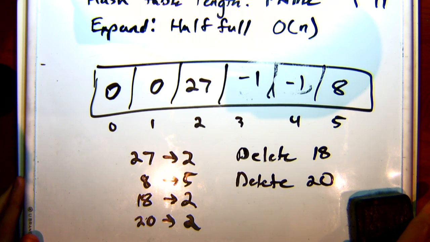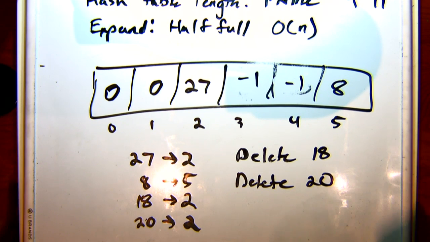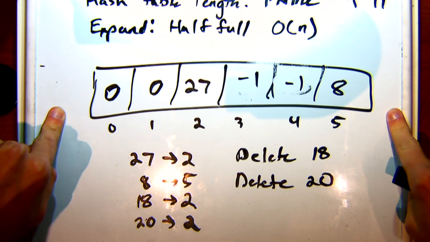What is that? Why can't it just be null? Okay, so I was just assuming that this is an integer array.